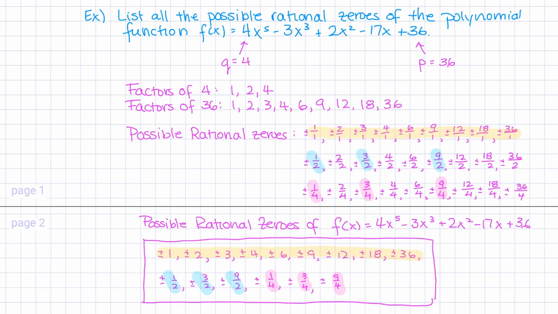So I just ignored the ones that ended up being duplicates, and right here are all the possible rational zeros of that given polynomial. So 1, 2, 3, 4, 6, 9, 12, 18, 36, 1 half, 3 halves, 9 halves, 1 fourth, 3 fourths, 9 fourths, and the negative of all of those.